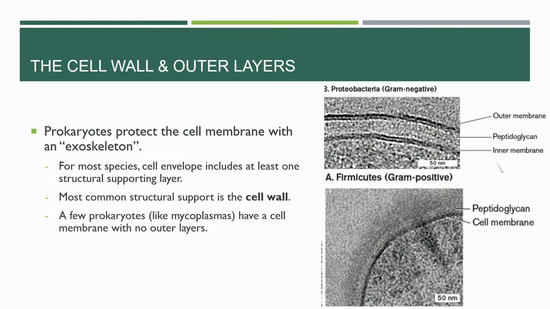Okay, so now let's talk a little bit more about the bacterial cell wall. So basically, how do prokaryotes, like bacteria and archaea, protect their cell membrane from dangerous things in the environment? Well, they have at least one structural supporting layer, like an external type of skeleton or an exoskeleton, that's located outside of the cell membrane. And that structural exoskeleton is mostly or most commonly the cell wall.